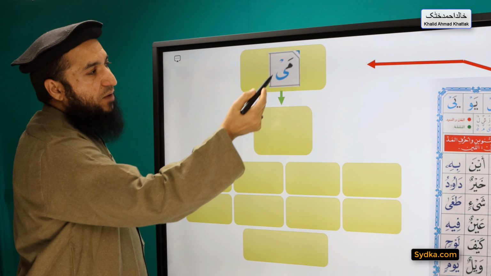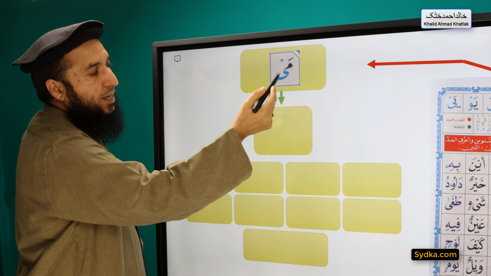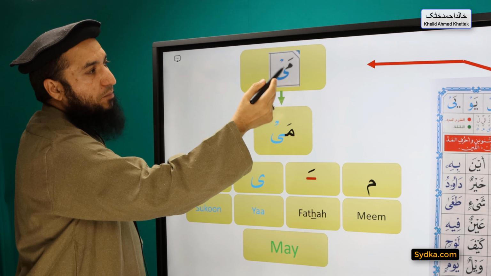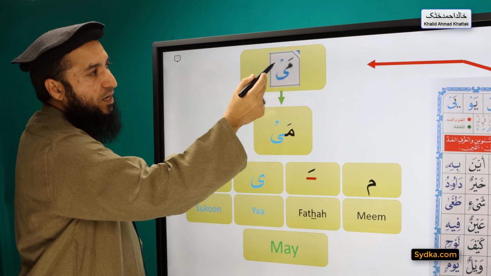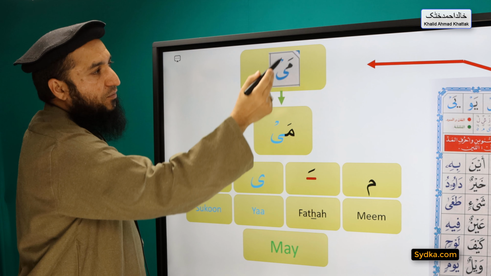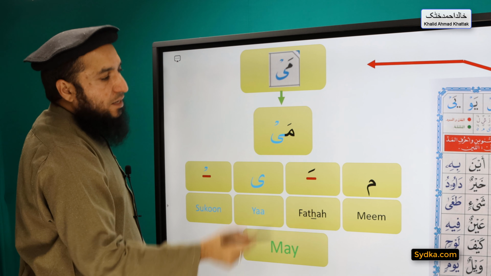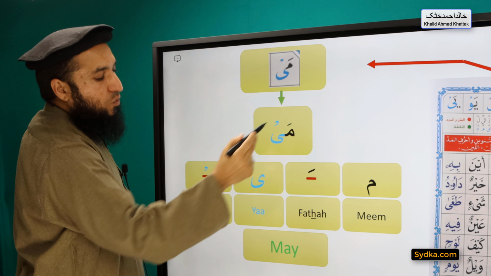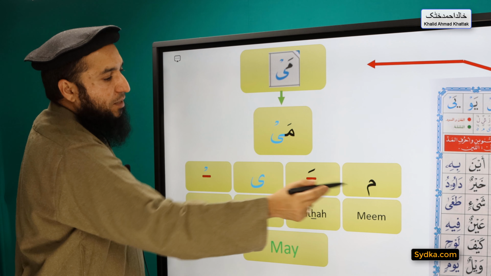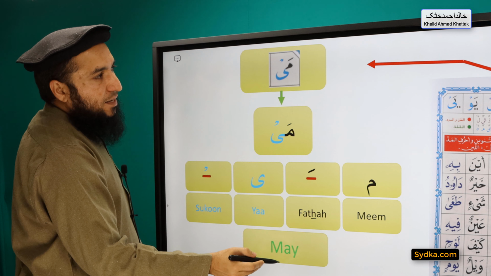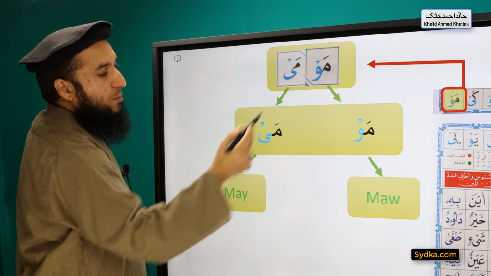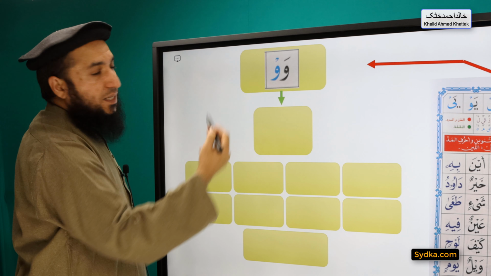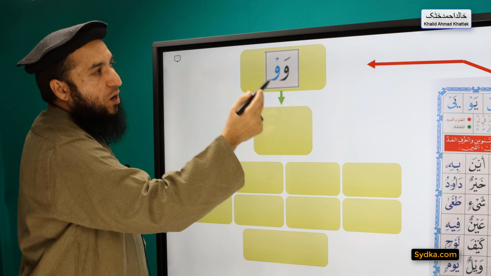So the next syllable we have is Mim fatha ya sukoon may. Mim is a light letter, it has fatha on top of it, it is followed by ya, and ya has sukoon. Mim fatha ya sukoon may. Maw may. Maw may.